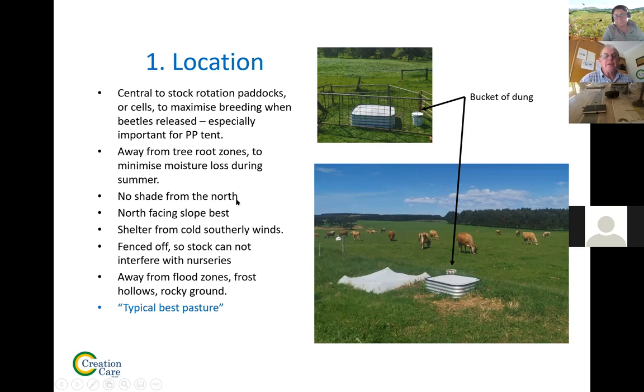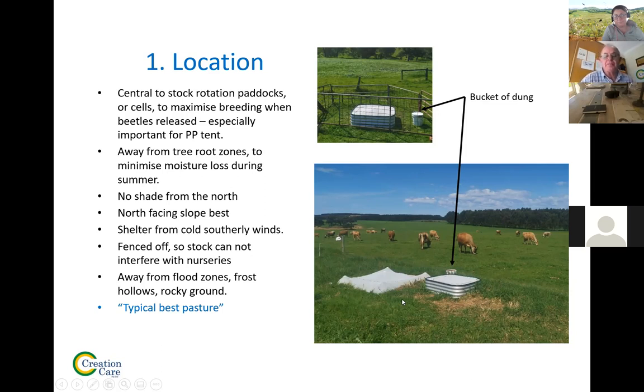So anything we can do to make it a bit warmer, shade from the north, north-facing slope, shelter from cold southerly winds, that's always going to help with the warmth of that environment. And particularly, we're thinking about the warmth of the soil at 20 centimetres for vaca and 30 to 40 centimetres for bubalis.